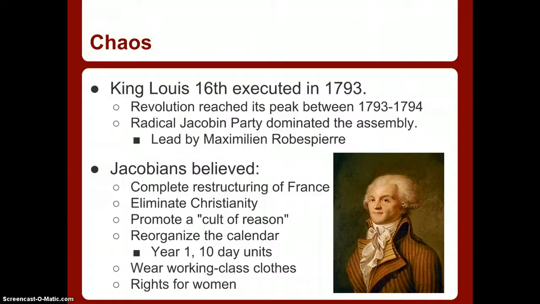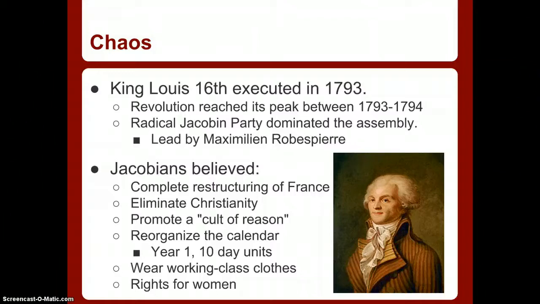Now, the radical Jacobin party dominated the assembly, and they are led by an individual called Maximilien Robespierre. Now, these Jacobins believed in radical changes. Okay? They wanted a complete restructuring of France. They wanted to eliminate Christianity. They wanted to promote more of a cult of reason or logical thinking.